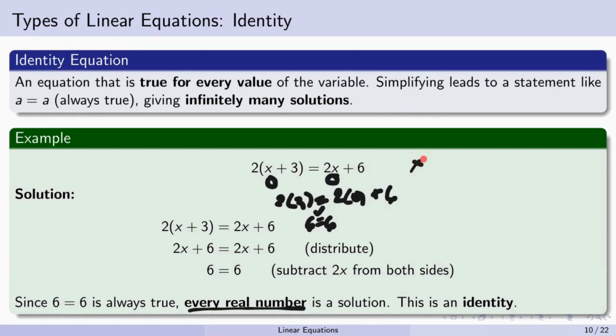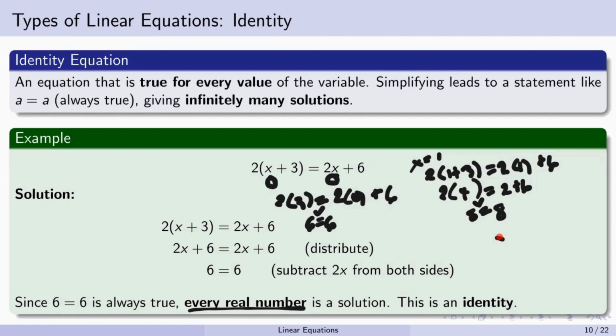Next, how about if x is equal to 1? If x is equal to 1, 2 times 1 plus 3 is equal to 2 times 1 plus 6. So we have 2 times 4 equals 2 plus 6. Therefore, we have 8 is equal to 8.